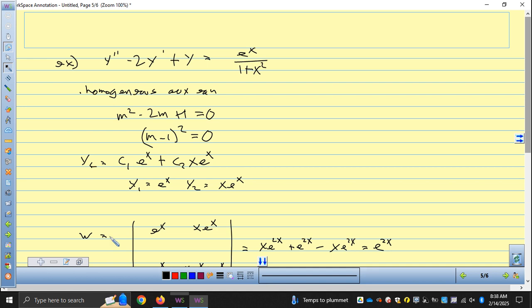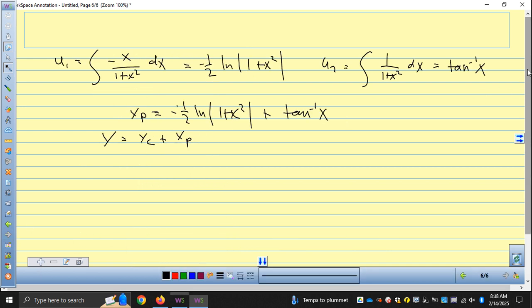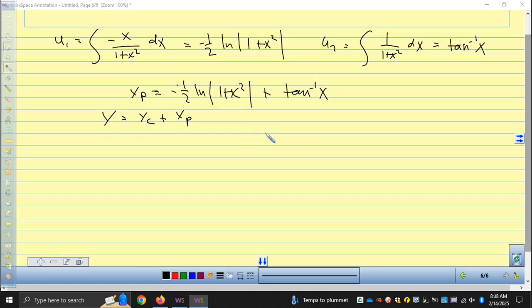Yes? Wait, for the particular solution, you do U1 times y? Yeah. Oh, did I forget to multiply? I forgot to multiply. Thank you. What's y1? E to the x. So I need an e to the x here. And I need an x e to the x in front of the inverse tangent x. There we go. Thank you.